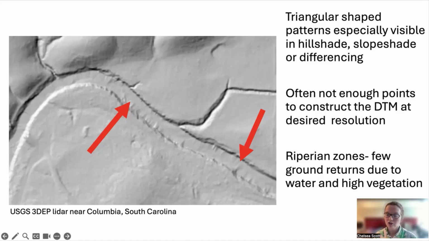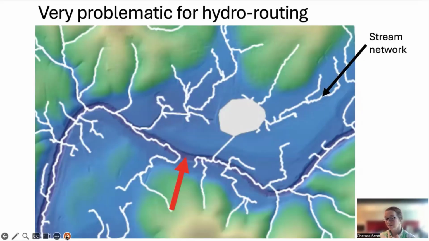And these errors largely originate because there's not enough points to construct a digital terrain model or DEM, digital elevation model, at the desired resolution. And they're particularly common in riparian zones, so along streams, where there are very few ground returns due to the water and high vegetation. And these are annoying to look at in a slope shade or hill shade, but they are really problematic for doing hydro routing.